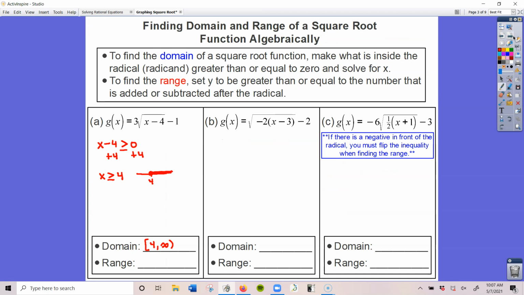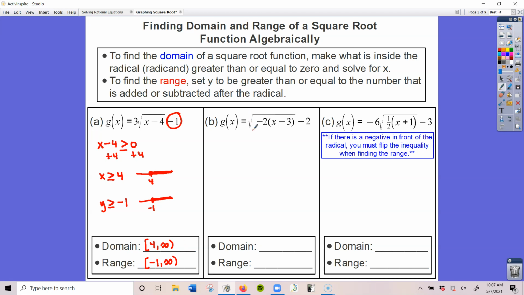So what we do to figure out the range is that since the graph is opening upwards, it would be y is greater than or equal to, and then we look for the translation that made the graph go up or down, which here it's going down 1, so y is greater than or equal to -1. So the range, if it starts at -1 and then it goes up forever, would be from -1 to infinity.